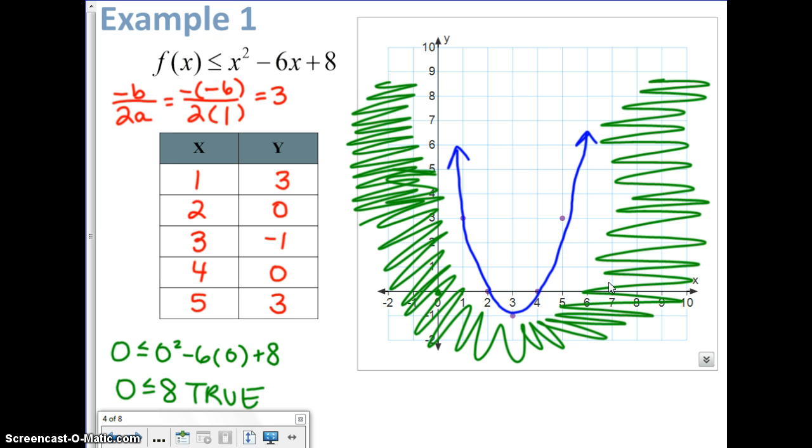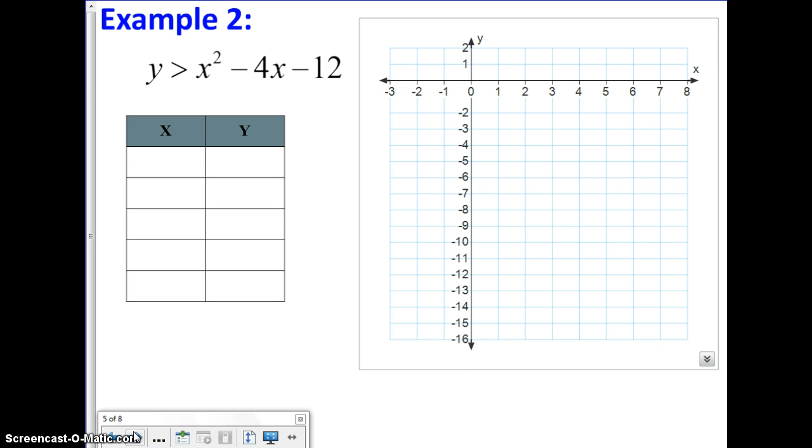So that is our first example. Alright, let's go on to example number 2. Here we have y is greater than x squared minus 4x minus 12.